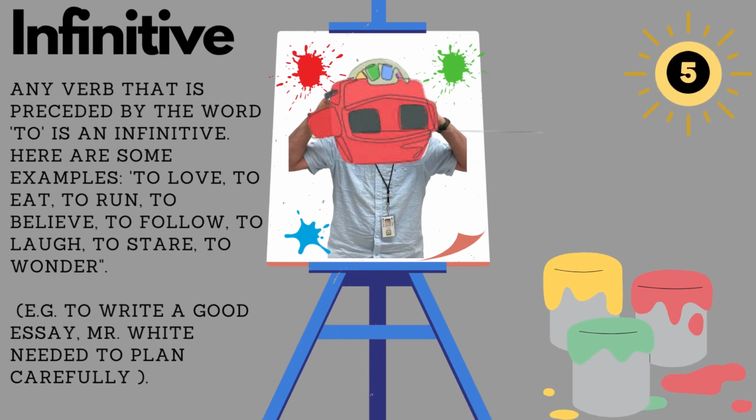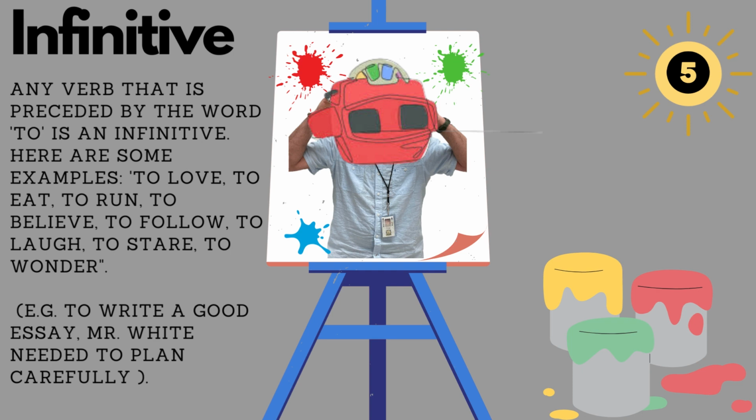The next one is the infinitive. So sentence construct 5. Any verb that is preceded by the word to is an infinitive. Here are some examples. To love, to eat, to run, to believe, to fall, to laugh, to stare, to wonder. An example, to write a good essay, Mr. White needed to plan carefully.